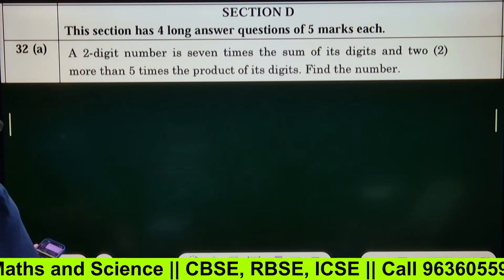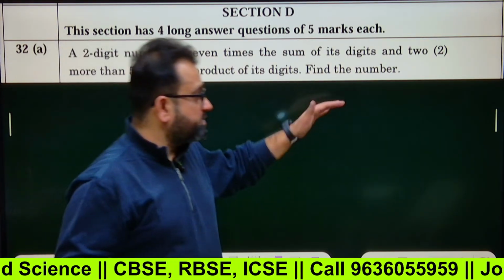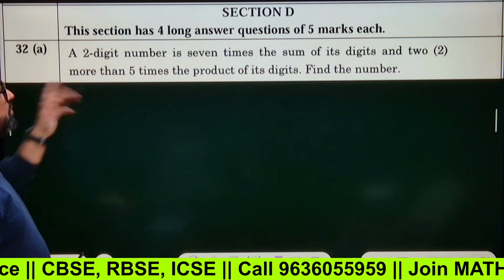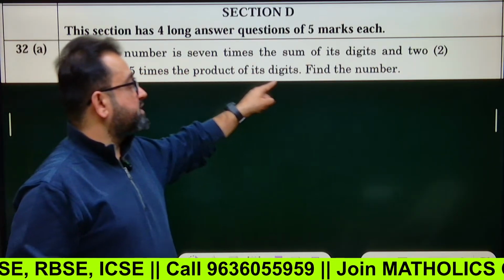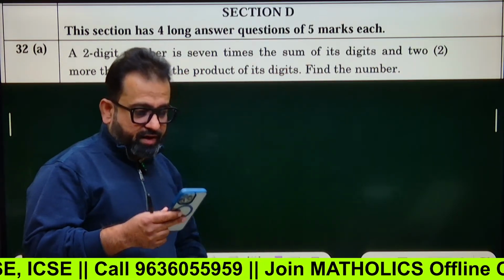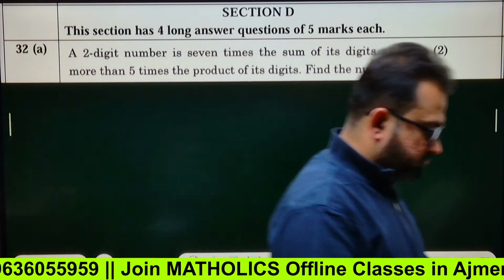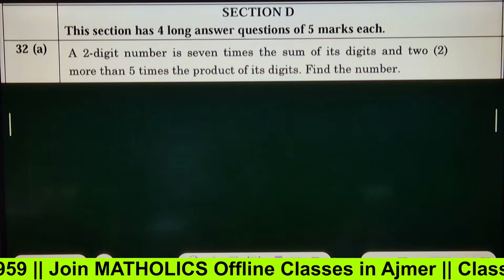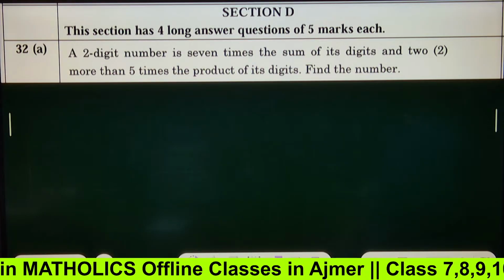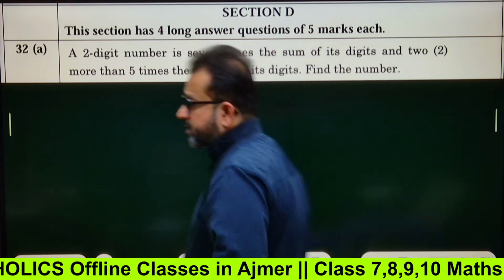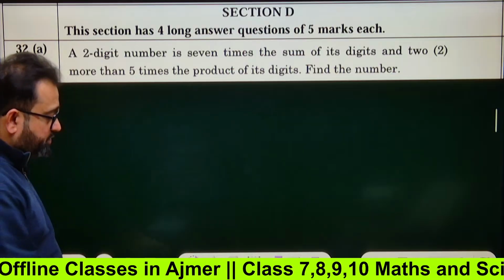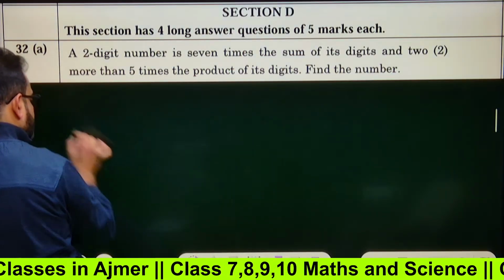A two-digit number is 7 times the sum of its digits and 2 more than 5 times the product of its digits. Find the number. Now how to find the number? See, the question says that there is a two-digit number.